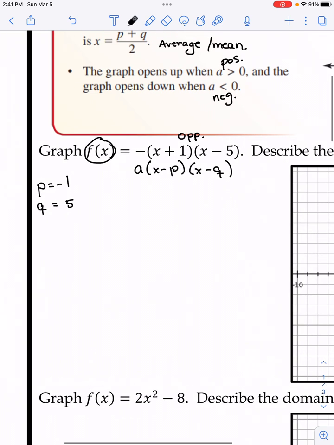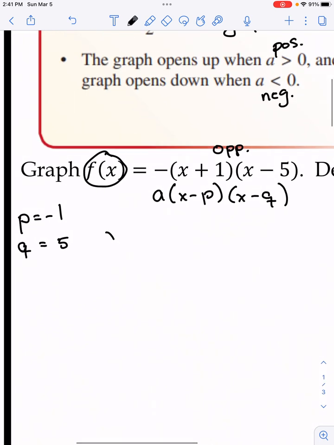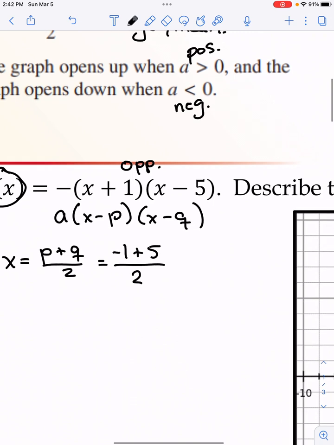So how do we find it? We're going to take x equal to p plus q divided by 2. So p is negative 1, q is positive 5. So if we add them, divided by 2. And we're adding, but we have different signs, so we're technically subtracting. Negative 1 plus 5 is 4. 4 divided by 2 is 2. So that's our axis of symmetry.